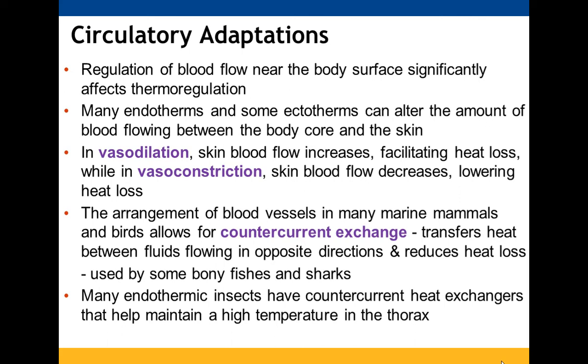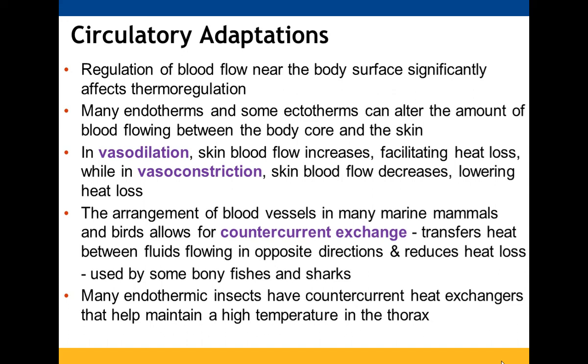And I thought this was pretty wild. It says blood vessels in many marine mammals and birds allow for countercurrent exchange. Basically, it allows parts of the body to be colder than other parts of that particular organism, so that the heat can be transferred from one part of that organism to another part, while allowing some parts that would be losing heat, aka feet, or for birds, to not lose that heat, to keep in what they need to have.